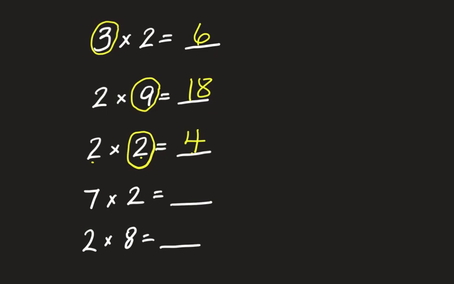7 times 2. Take the other factor and double it. 7 plus 7 is 14, so 7 times 2 is 14. Last, 2 times 8. 8 is the other factor. I double the 8. 8 plus 8 is 16. So 2 times 8 equals 16. If you're multiplying by 2, the strategy is to double the other factor.